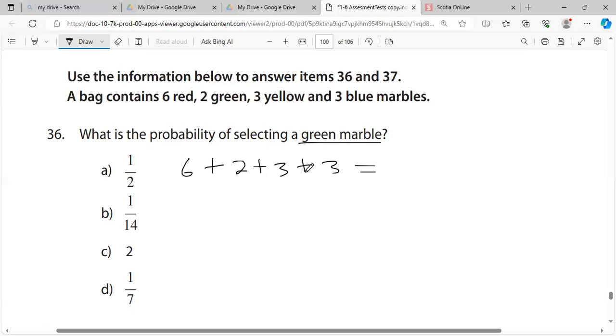6 and 2 is 8, and 3 and 3 is 6, so that's 14. So the total is 14. Now, how many green marbles are there? 2. So that's our numerator, so it's 2 over 14. Of course, we can reduce it, dividing both by 2, and we get 1 over 7. So that would be D.